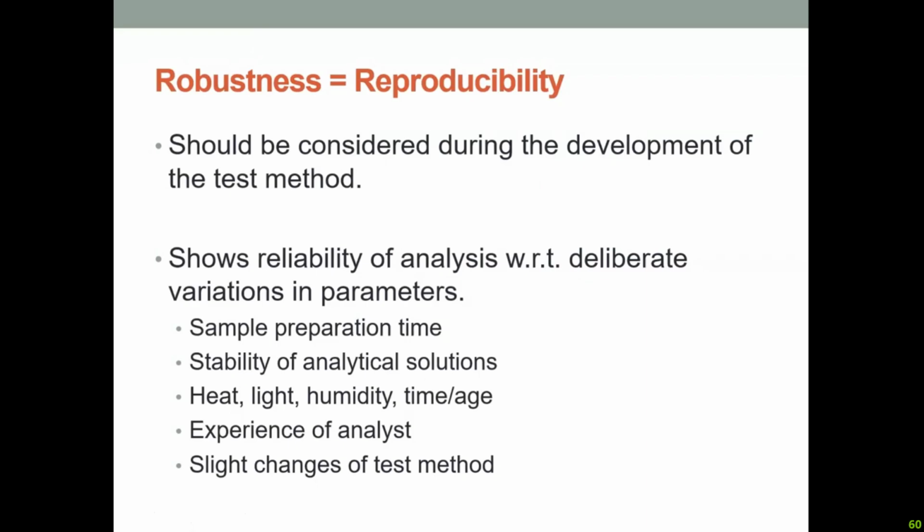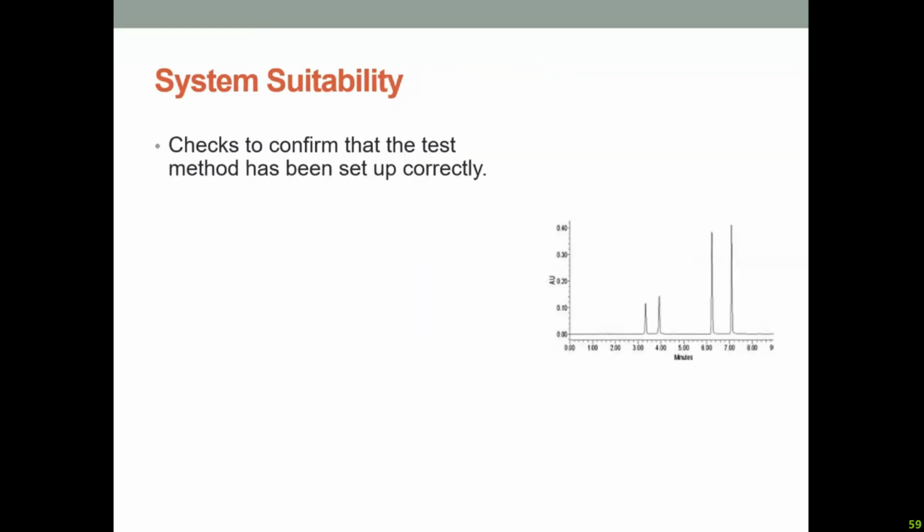Robustness equals reproducibility. So robustness should be considered during the development of the test method. It shows reliability of analysis with regard to deliberate variations in parameters. So we're looking at things like sample preparation time, the stability of your analytical solutions, how long can they last for, if things are exposed to heat, light, humidity, over time and age, what happens to them, will they degrade, the experience of the analyst, will different analysts be able to achieve the same results regardless of their abilities, if there's slight changes to test methods, how robust is your method going to remain.